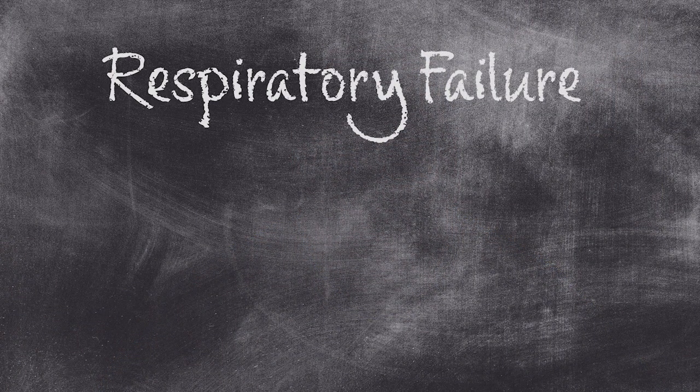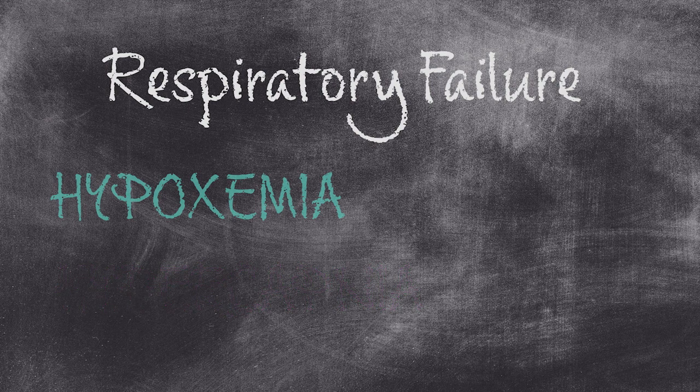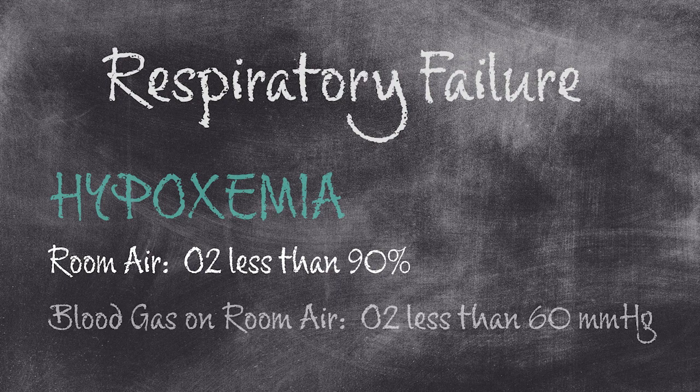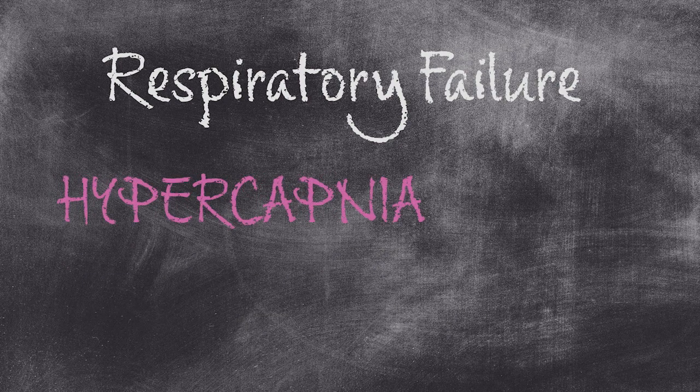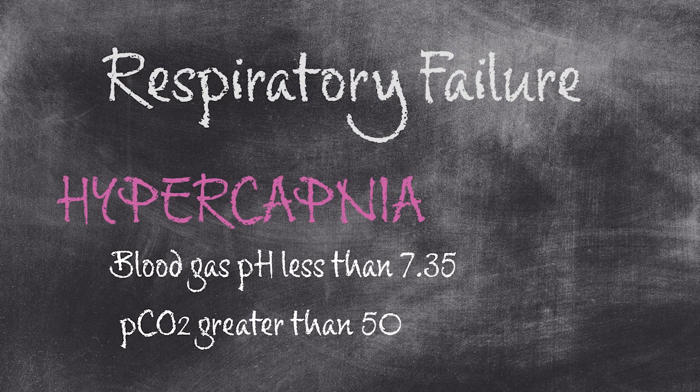First, let's talk briefly about the definition of respiratory failure in the coding and documentation world. Respiratory failure requires either hypoxemia or hypercapnia. Hypoxemia is usually established by a room air O2 sat of less than 90, but it can also be established by a blood gas on room air with a PaO2 of less than 60. Hypercapnia is established by a blood gas with a pH less than 7.35 and a PCO2 greater than 50.